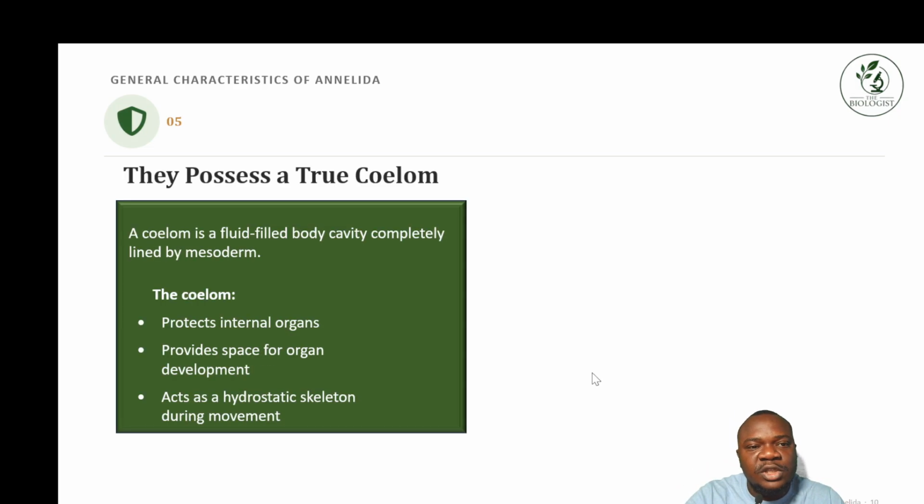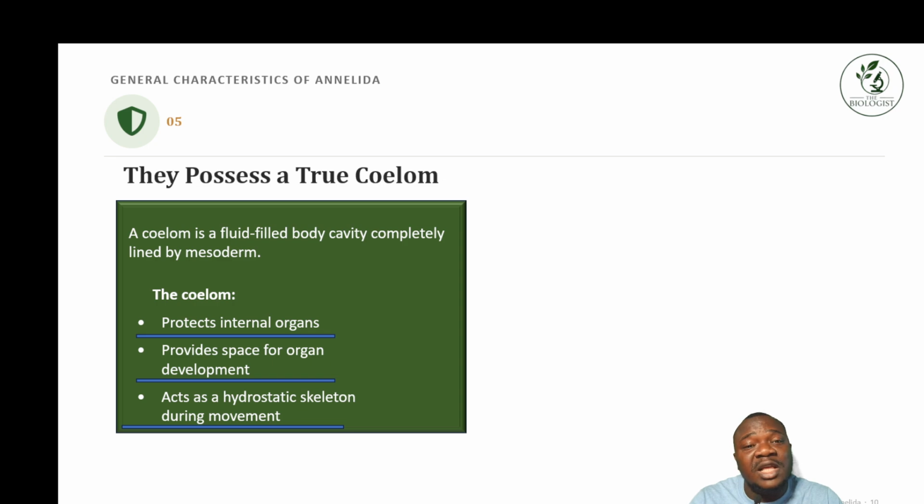Then they have what we call a coelom. I'm going to use the opportunity to explain what this coelom is all about, but before then, let's go through what it does. What the coelom does for this organism is that it helps to protect internal organs. The next thing is that it provides space for organ development. And the third point is that it acts as a hydrostatic skeleton during movement.